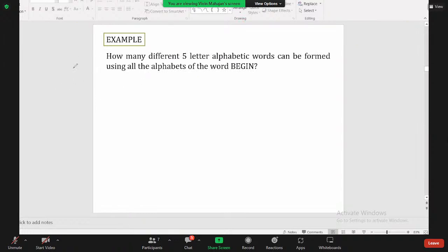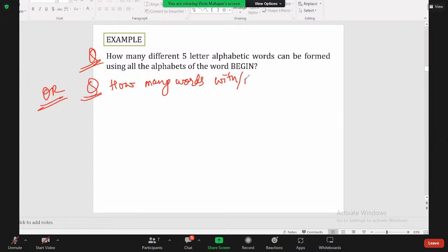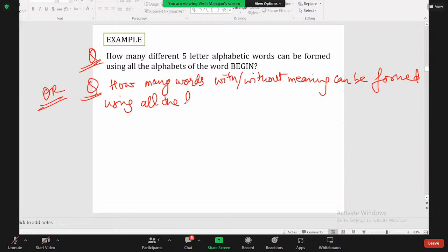Now, let's take an example out here. It says, how many different 5-letter alphabetic words can be formed using all the alphabets of the word begin. The question could have been asked this way as well: how many words, with or without meaning, can be formed using all the letters of the word begin?